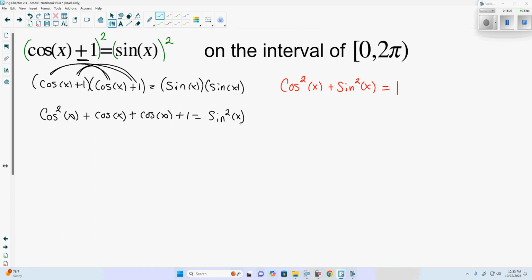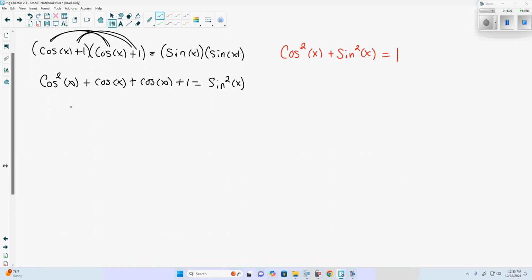Now the other side, we do have some like terms. Our cosine of x and cosine of x giving us 2 cosine of x. So cosine squared of x plus 2 cosine of x plus 1 is equal to sine squared of x. Questions on how we got to this point here?